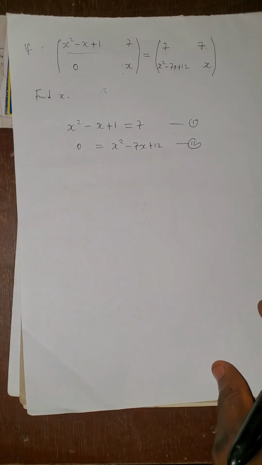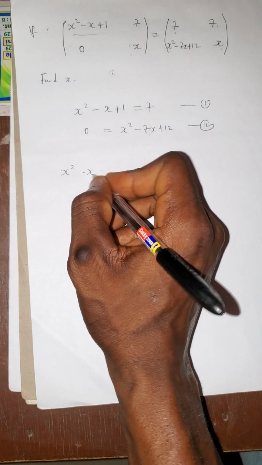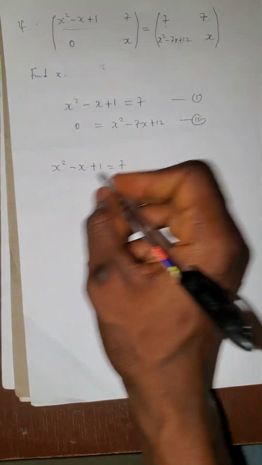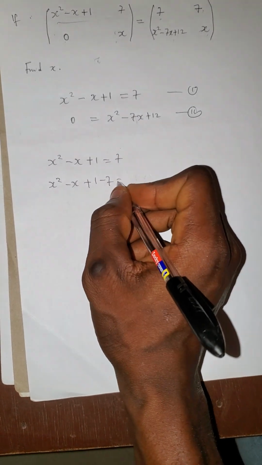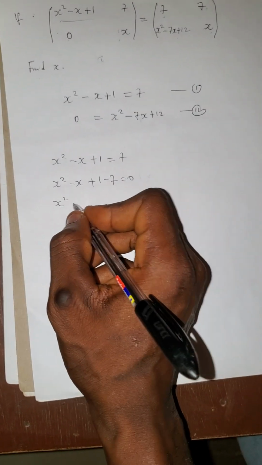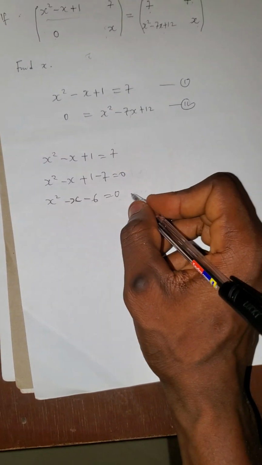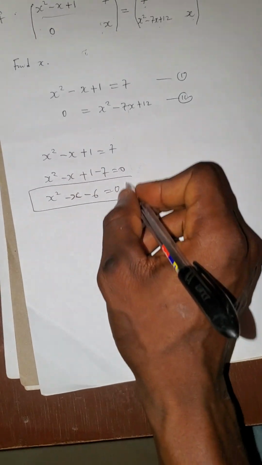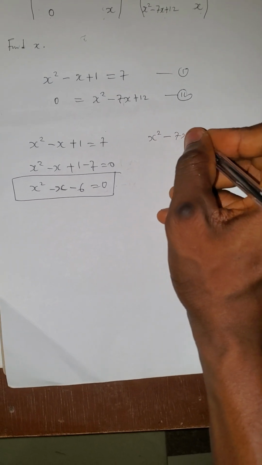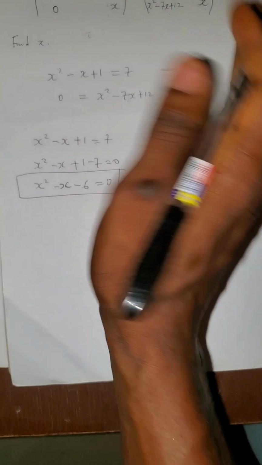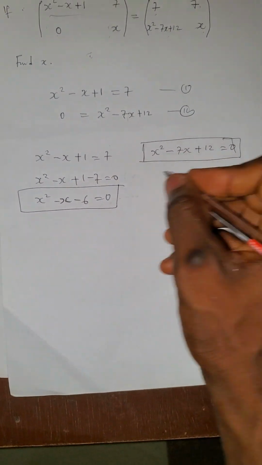Now check the value. In this equation, equation 1 is x squared minus x plus 1 is equal to 7. If you take plus 7 to this side, it becomes minus 7. Everything equals 0. So x squared minus x minus 6 equals 0. So this is the quadratic equation for the first equation. Now the second equation is x squared minus 7x plus 12 equals 0. So this is the quadratic equation from the second equation.